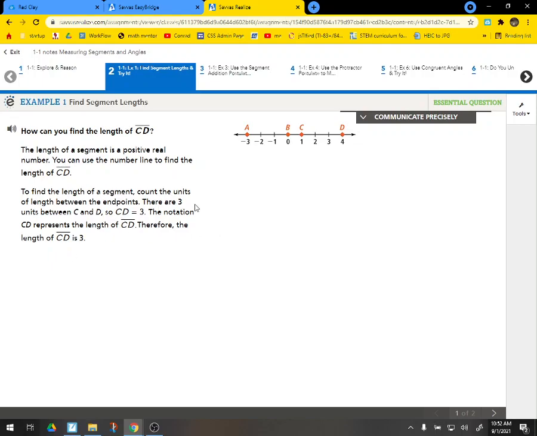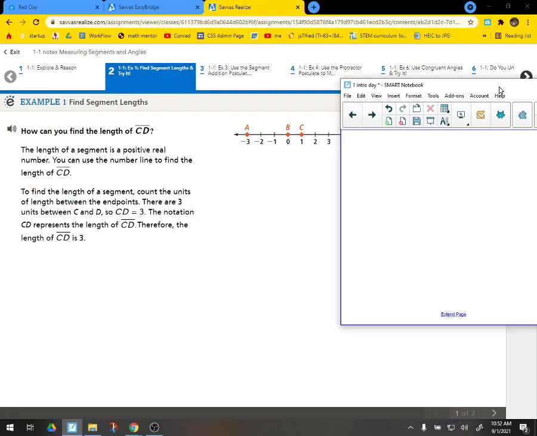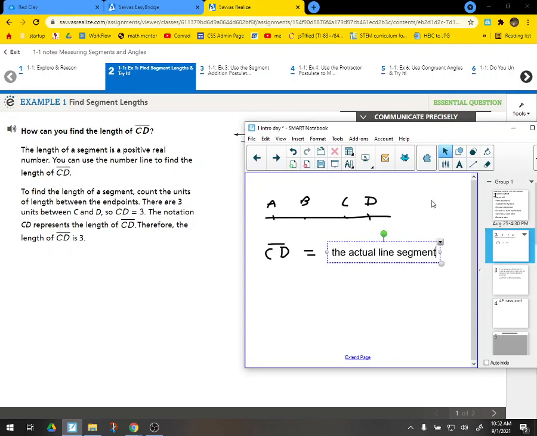Which reminds me, if you are not taking notes on paper somehow, or taking notes in a way that you can save them for later, I think you're making a mistake. Right here, this is a super important idea. And so it might benefit you to have a piece of paper and, if this is A, B, C, D, make a little mock-up version of this. You could say that CD with the line over it, and I'm going to type because I'm on my computer, is the actual line segment. And then CD without the line.